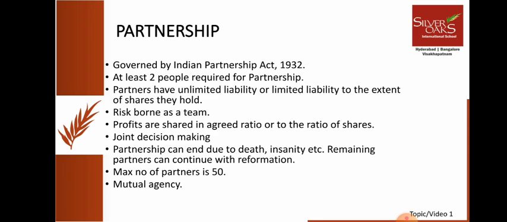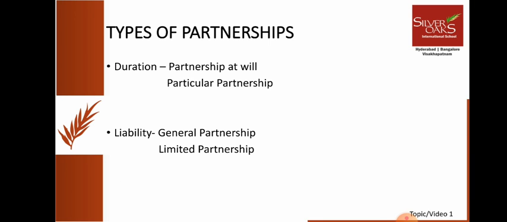Then comes the types of partnership firms. We'll be discussing the different types of partnership firms. Partnership firms can be divided on the basis of duration, that is, for how long the partnership is formed, and on the basis of liability. When it comes to time period or duration, we have partnership at will. Then we have particular partnership as well, and a fixed period partnership is also there, but I haven't included it on the slide because we don't have it in our textbook. And when it comes to liability, we have a general partnership and a limited liability partnership.